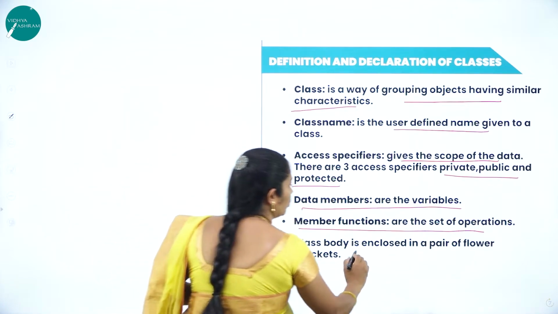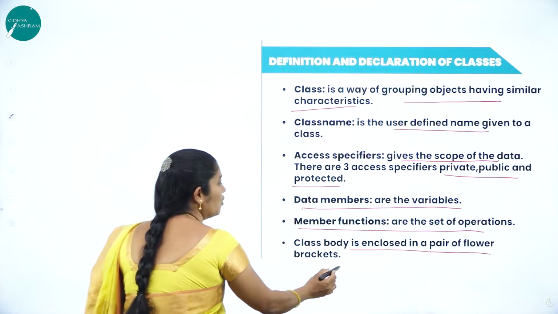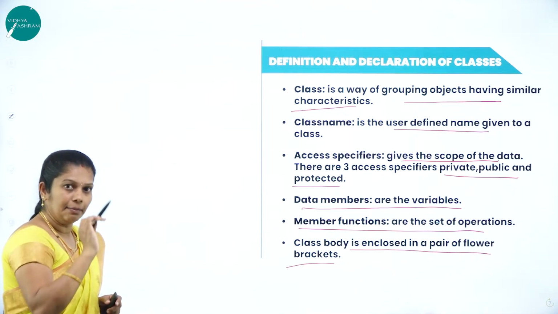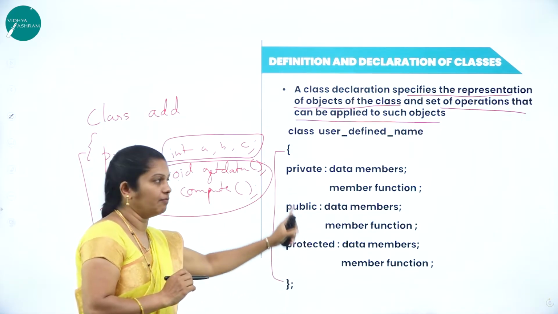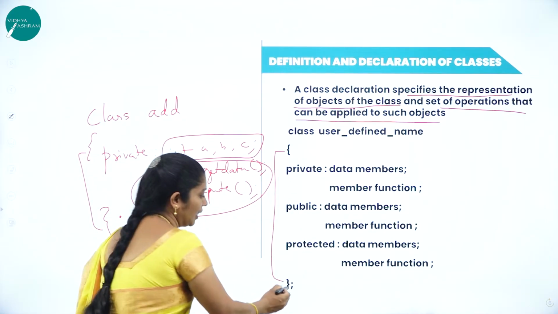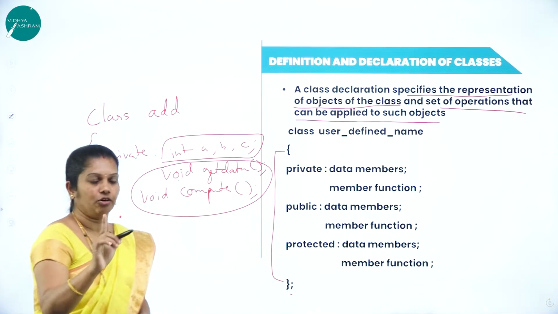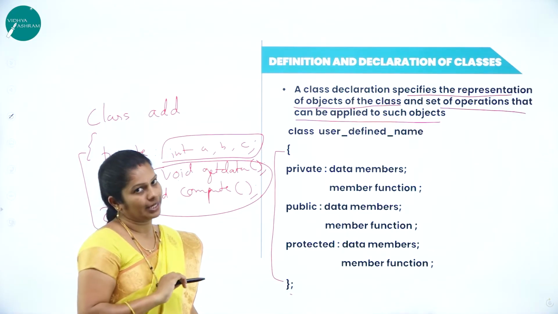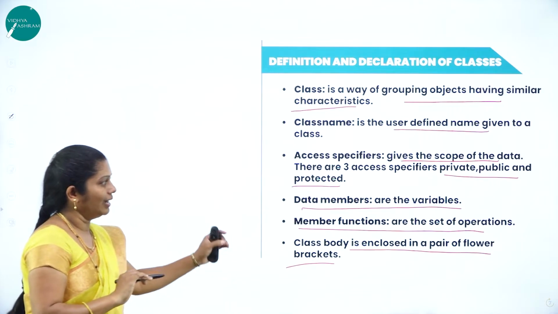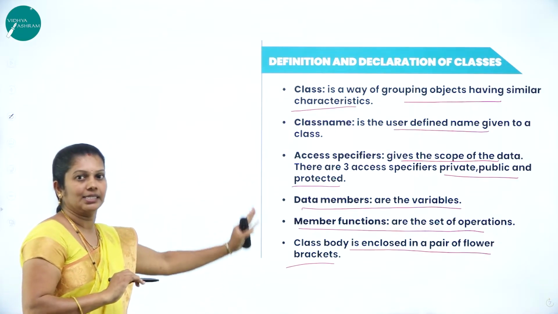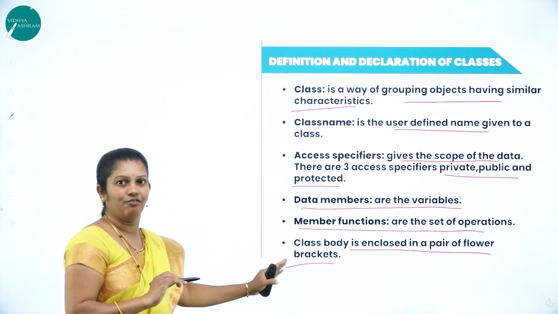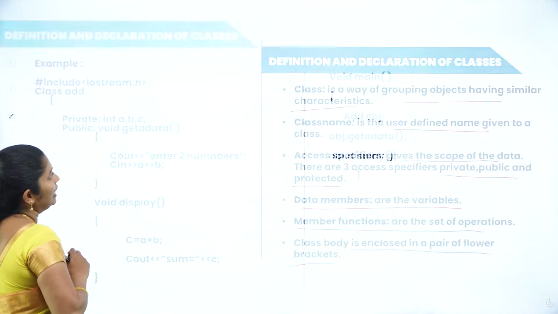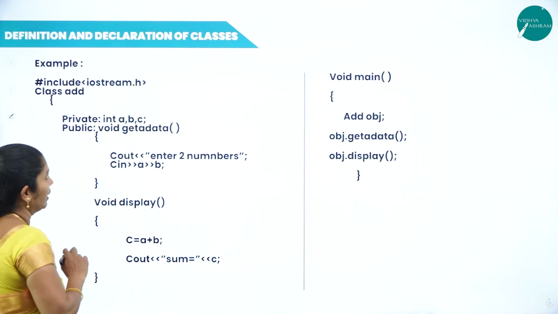Then the class body is enclosed in a pair of flower brackets. You must write everything, the data members as well as the member functions, inside the flower bracket. Then at the end, you must put a semicolon to close the class. This is the syntax. Everything in the class definition and declaration syntax, you have to explain one by one. Then we will explain with an example program.